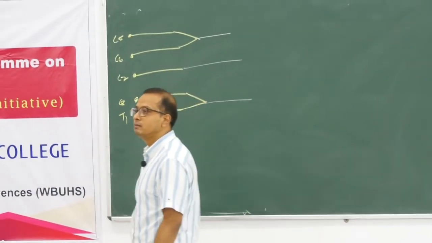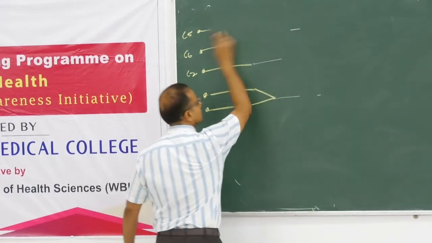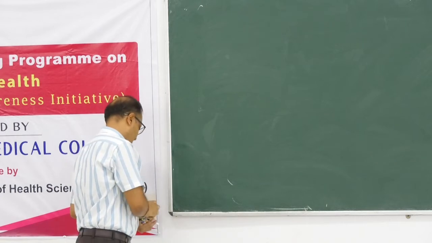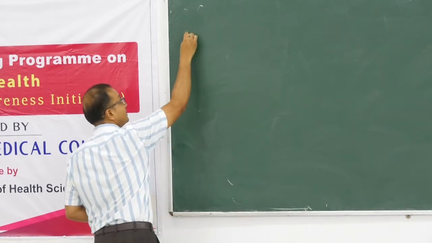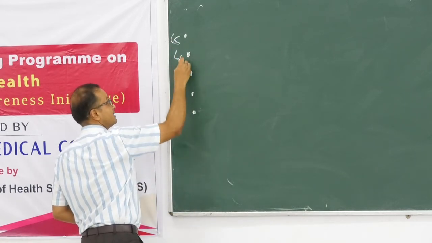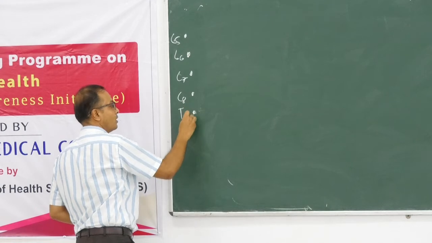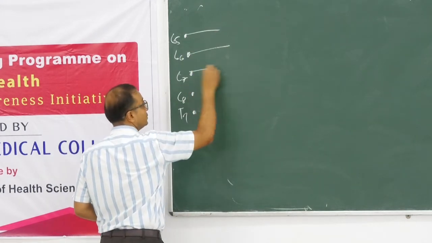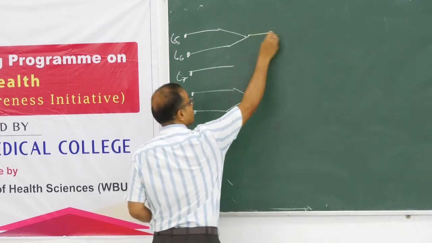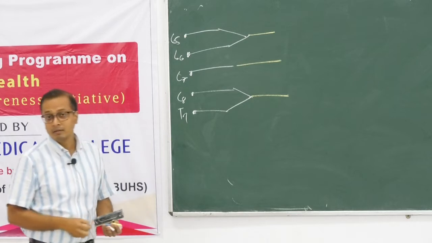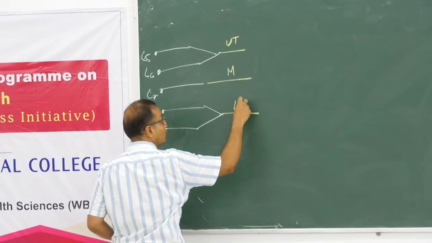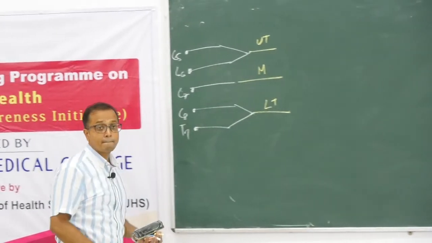Easy so far? Once again, begin with this: C5, C6, C7, C8, T1. 1, 2, 3, 4, 5. Upper 2 unites, lower 2 unites, forms this 1, 2, 3. We call them the upper trunk, middle trunk, and lower trunk. Good?